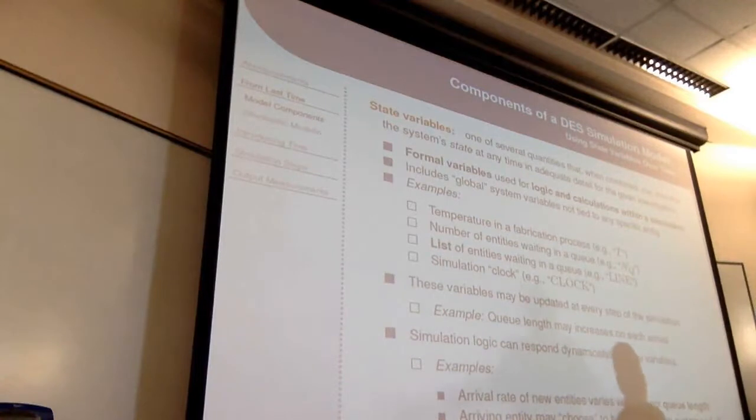If you want to simulate balking, you can say, well, if the queue length gets beyond a certain length, then if someone else comes to the restaurant, they're going to see that and they're not going to come in. So our arrival rate will plummet. So you can have those things respond.